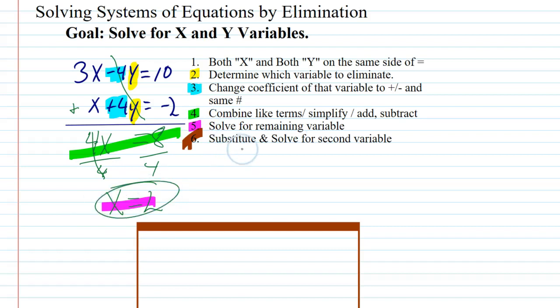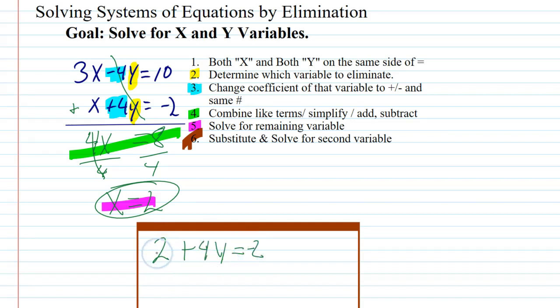Now step number 6, substitute and solve for the second variable. So I take that x equals 2, and I can plug it in to either the top or the bottom. Again, the choice is yours, doesn't matter. I'm going to use the bottom equation just because it looks easier. So we have x plus 4y equals negative 2. Instead of writing x, I'm substituting. x is equal to 2, plus the 4y equals negative 2.